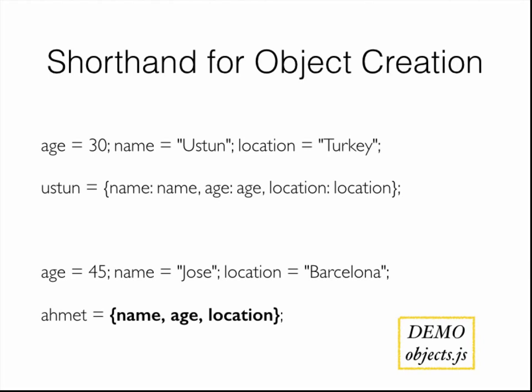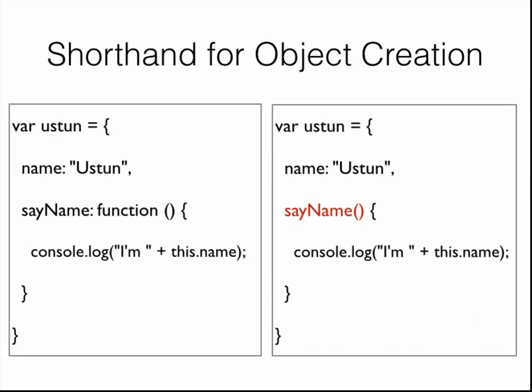Now there's a shorthand for object creation. Let's say I have the following variables: age, 30, name, Üstün, location, Ankara. A common thing we do in JavaScript is say name equals name, age equals age, location equals location, right? The ECMAScript 6 committee saw that as very common and therefore decided on a new syntax. You can think of it like reverse destructuring. If you write curly name, age, location, this is basically equal to repeating name, name, age, age, location, location. So this is the shorthand for object creation.